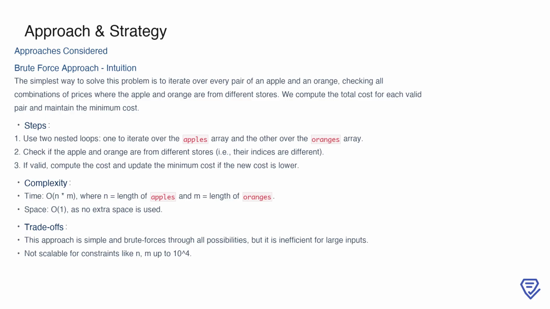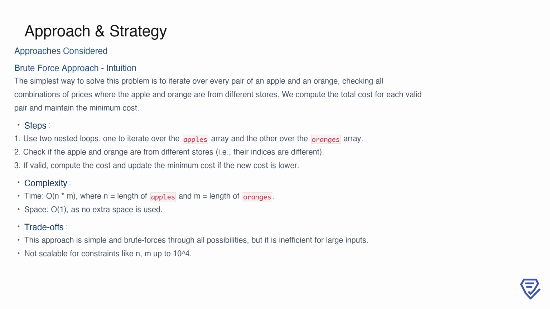This can be implemented using two nested loops. The outer loop goes through the apples array, while the inner loop iterates through the oranges array. For each pair, we verify that the indices of the apple and orange are different, ensuring they are from separate stores. While this approach is easy to understand and implement, it has significant drawbacks.